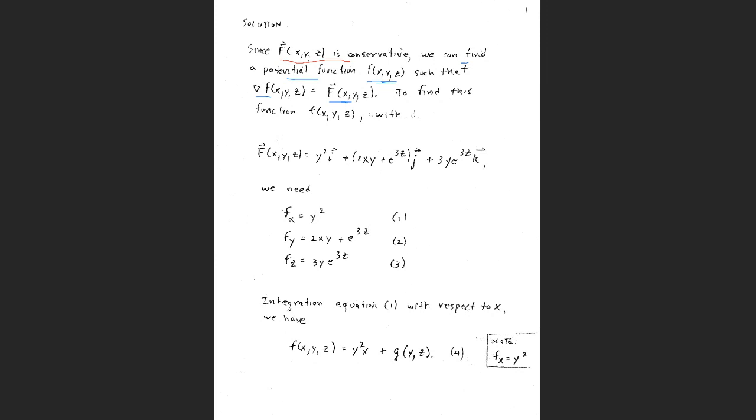We already know, based on the vector field here, that y squared is your P function, 2xy plus e to the 3z power is Q, and 3y times e to the 3z power is R. So our vector field F, in shorthand notation, is P times i plus Q times j plus R times k.